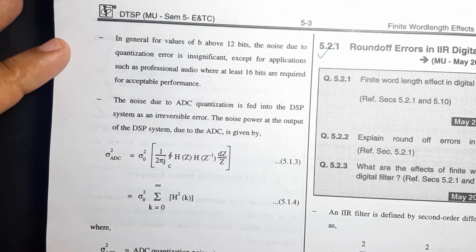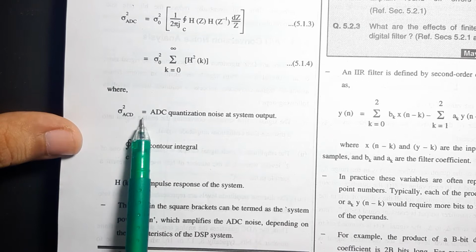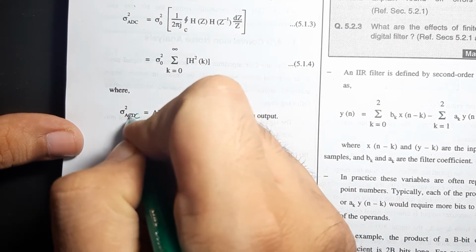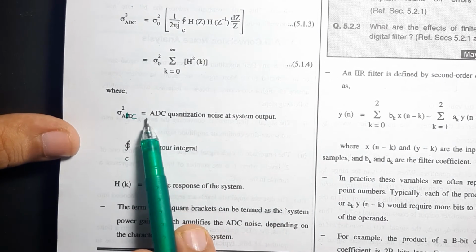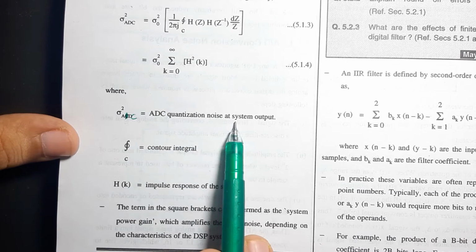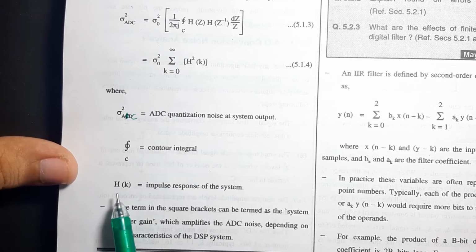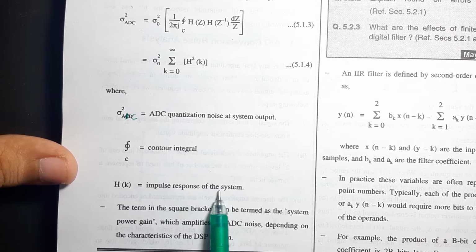Now, sigma ADC squared here is a printing mistake. Sigma ADC squared is nothing but the ADC quantization noise at the system output, and this one is nothing but a contour integral. h of k is given by the impulse response of the system.